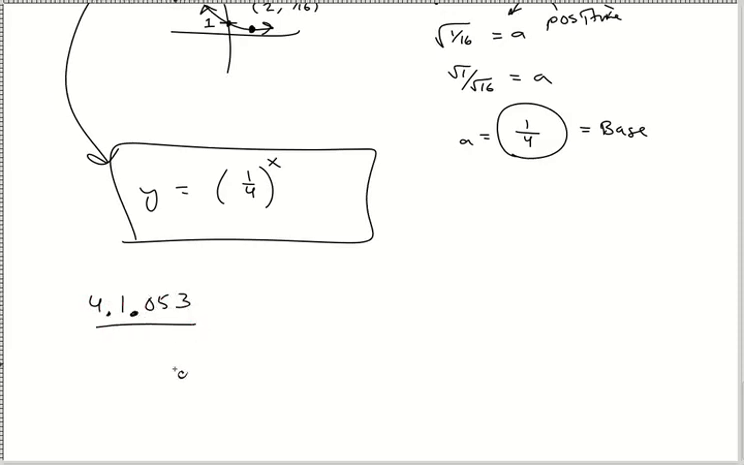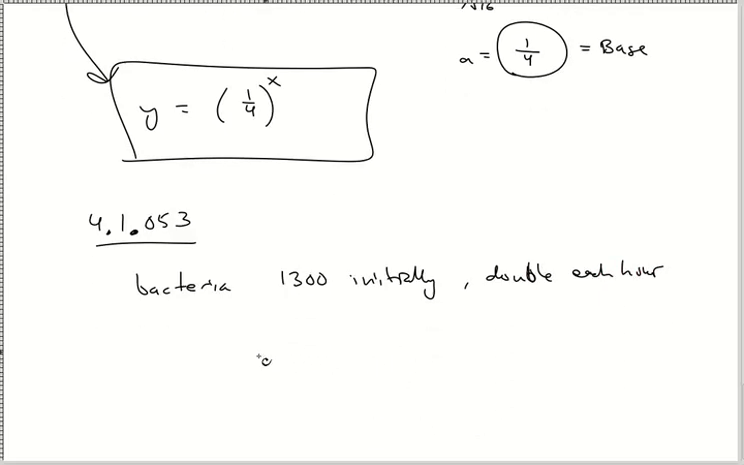41053. This one's a word problem, kind of. They're talking about bacteria. Hopefully I spelled that right. We had 1,300 initially present. I'll put initially. That's a pretty good way to do it. And then they're supposed to double each hour. Sounds kind of scary, doesn't it? Wow, that's pretty fast. I don't know if that's normal or not.